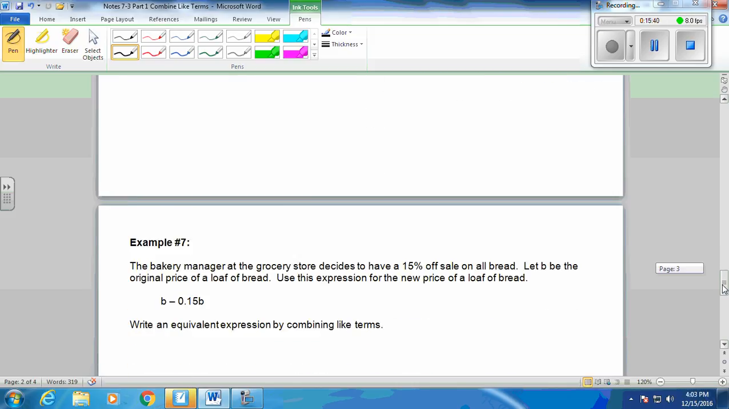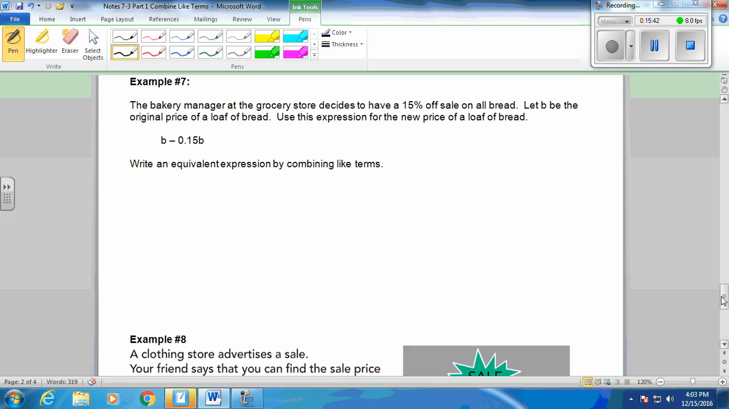On number 7, this time they're talking about the bakery manager at the grocery store. He decides to have a 15% off sale, so we're not increasing the price. He's taking 15% off sale on all bread. Let B be the original price of a loaf of bread, and then use this expression for the new price of a loaf of bread. So they are now again taking 15% and rewriting it as 15/100ths. That's where the 15/100ths is coming from in our expression.